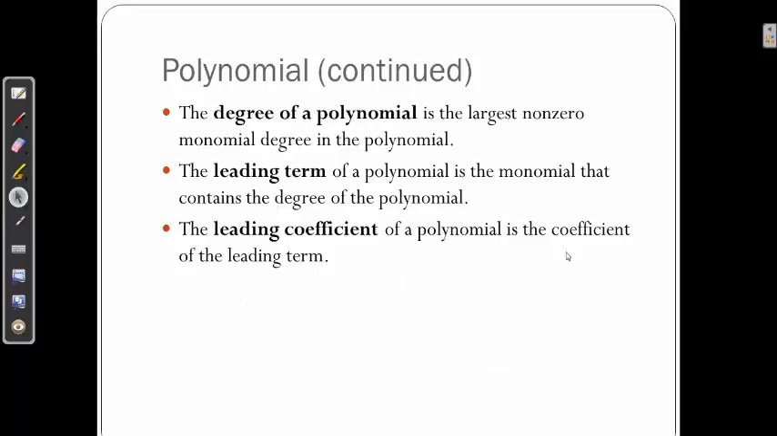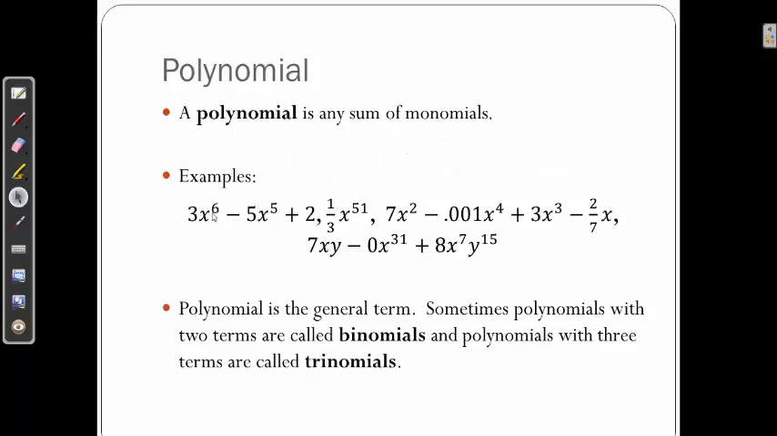The degree of the polynomial is the largest non-zero monomial degree. So let's go back and look at our polynomials. The largest non-zero degree would be 6 in this first polynomial, so that's a 6th degree polynomial. That's a 51st degree polynomial, because that's the only degree there. This third polynomial looks like the degree would be 4. That's the largest monomial degree. And this last polynomial down here, you might say it'd be 31, but that is a 0 monomial. It really doesn't have a degree of 31 because it's just 0.